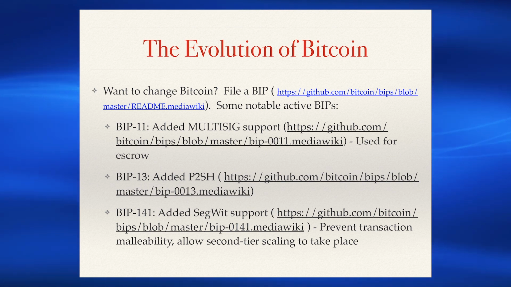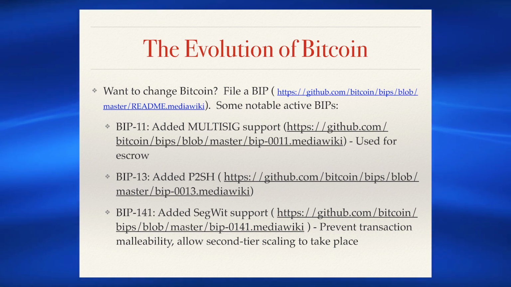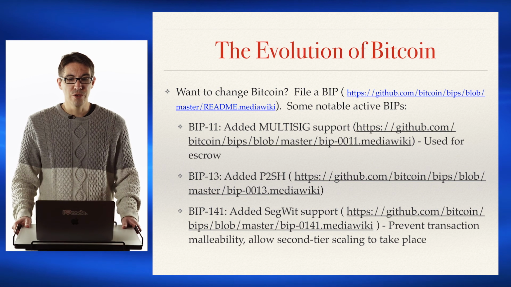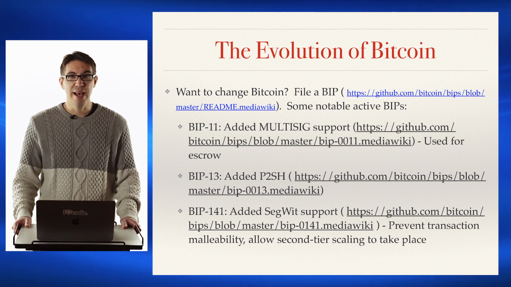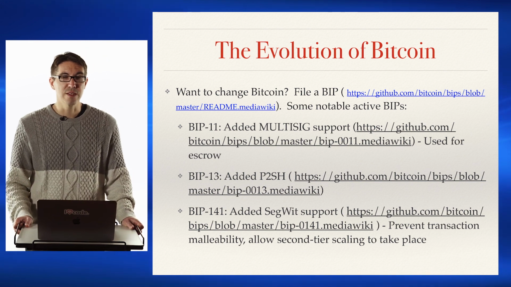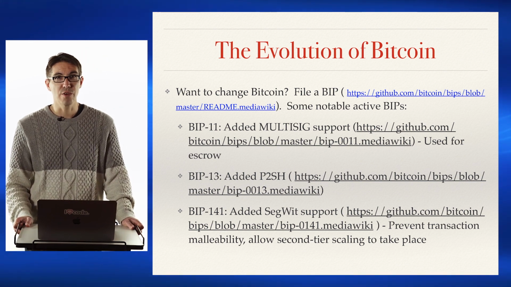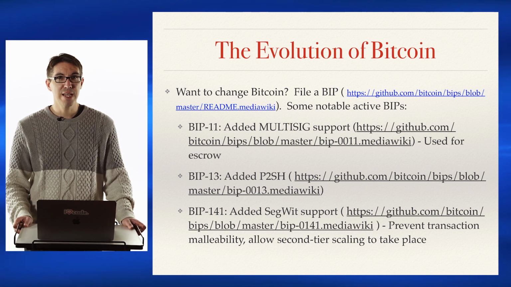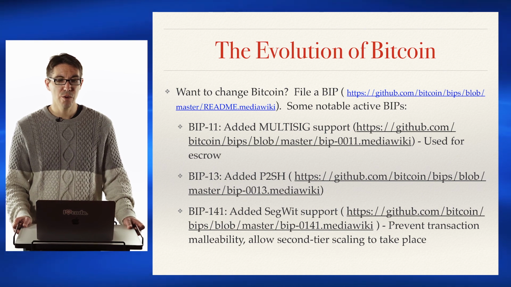I have a list of some famous BIPs, or rather useful BIPs, but if you would like to look at the full list, I've included a link on this slide. So one of the more useful BIPs is BIP 11, which added multi-sig support, that is multiple signatures, which we can use for escrow, which we'll talk about in a slide or two. BIP 13 added the P2SH, or pay to script hash, ability to Bitcoin.